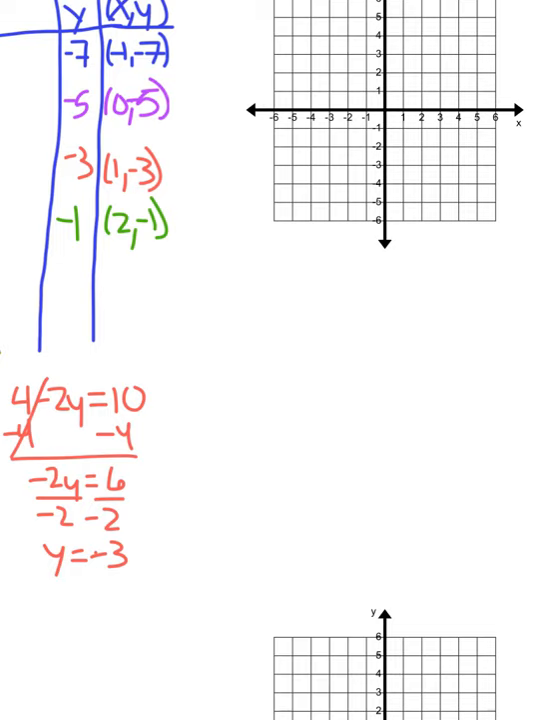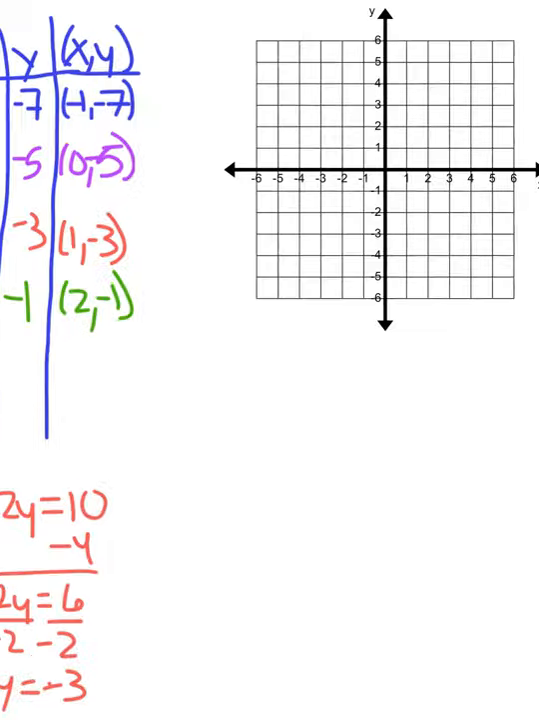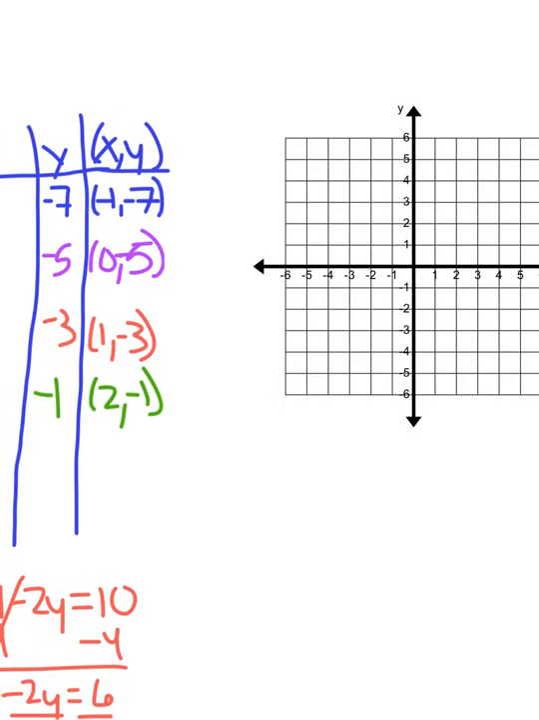Rise of 2, run of 1, rise of 2. I went over too far for this first point. Let me erase them all. Right, over negative 1 down 7 should have been more like right here. And then we had negative 5, and then I had negative 3, and then we had negative 1. That looks better. All right, so let's connect those points with arrows on the top and the bottom.